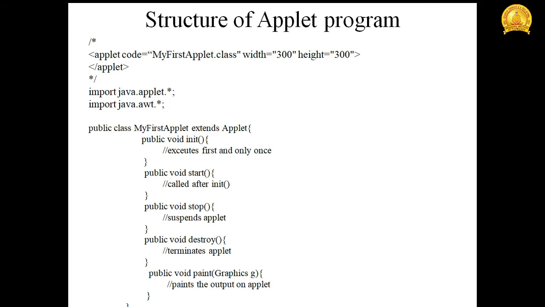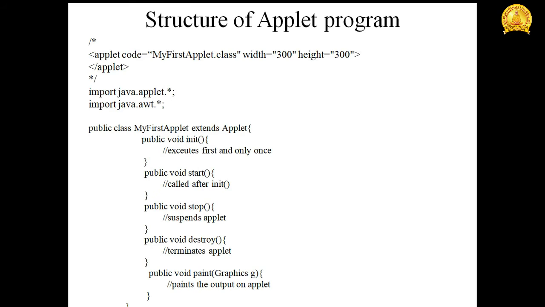To write the Java code, we need two classes: the applet class and the component class, the graphics class. So we have to import two packages. Import java.applet.*, so that we get the functionalities of the applet class. Import java.awt.*, so that we can use the paint method that is present in the component class, as well as the graphics class, which is also present in the AWT.